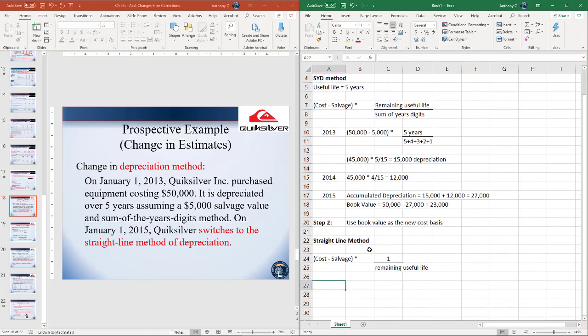All right, so cost minus salvage here. Again, we said we use the book value as the new cost basis. So I'm going to replace the cost here with the book value.